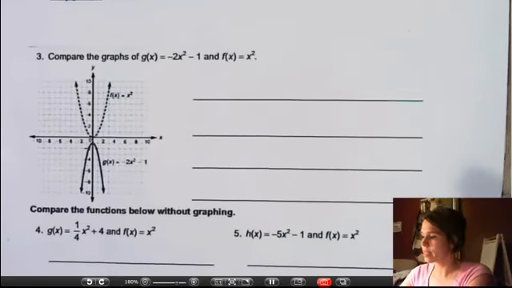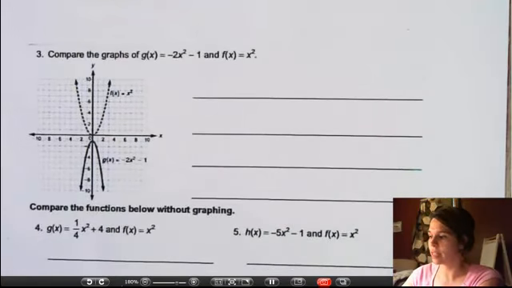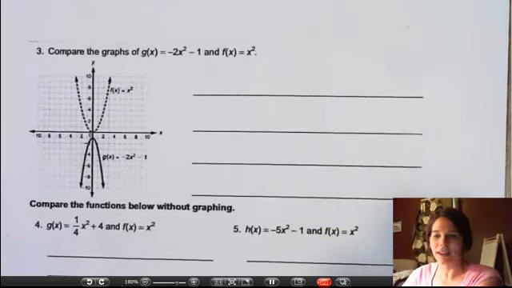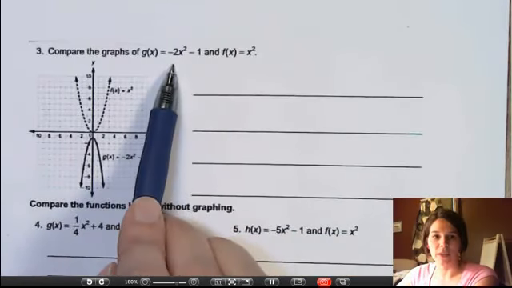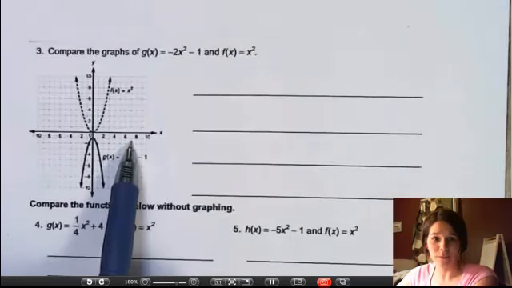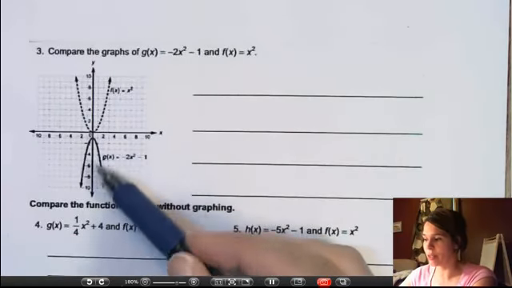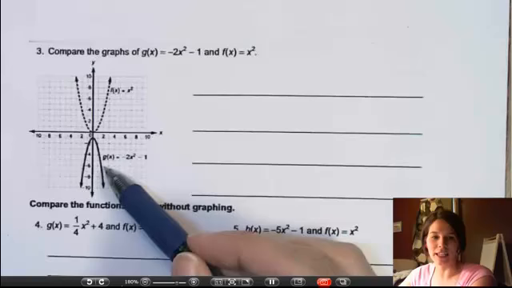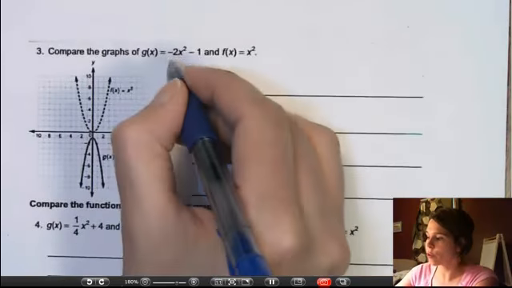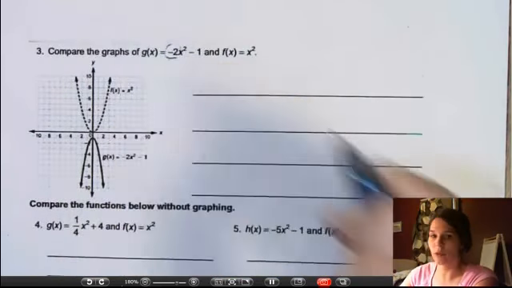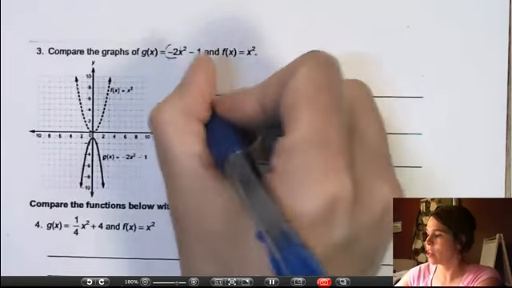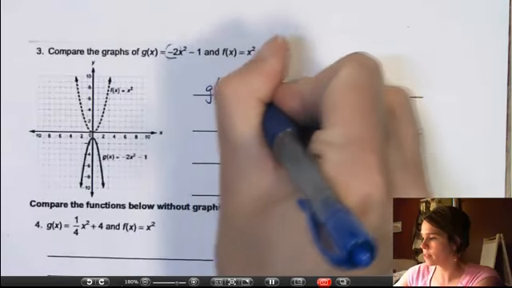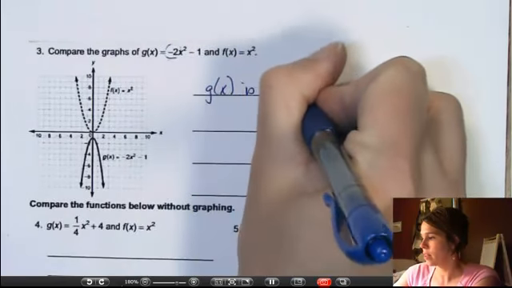Number 3 says compare the graphs of g of x equals negative 2x squared minus 1 and f of x equals x squared. Well, that's really nice. They've already graphed them for us. So I can use my equations up above to help me with the comparisons, and I can also look here. It's a little hard to see about the narrowness. It does look like g of x is maybe a little bit more narrow. I know for sure that it is because the absolute value of negative 2 up above is greater than my parent function. So I'm going to say g of x is narrower.